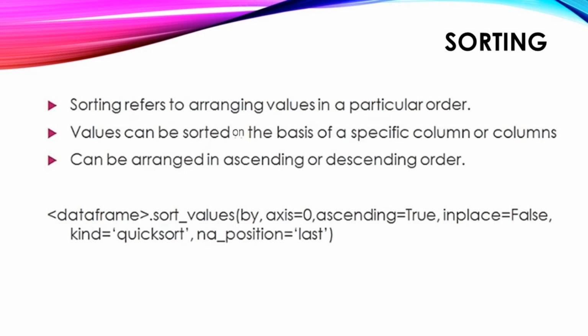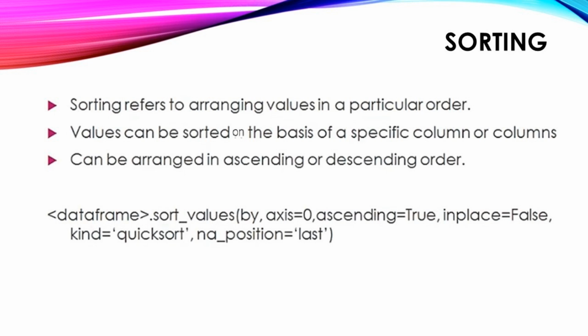First attribute is by, which specifies the columns on which we have to perform sorting. Second is axis. Axis equals 0 or 1 specifies whether we want to sort row wise or column wise. Next attribute is ascending. Ascending equals True. By default, if you're not going to specify whether the sorting should be ascending or descending, it is going to be ascending. And if you want the sorting to be done in a descending manner, then you're supposed to write ascending equals False.